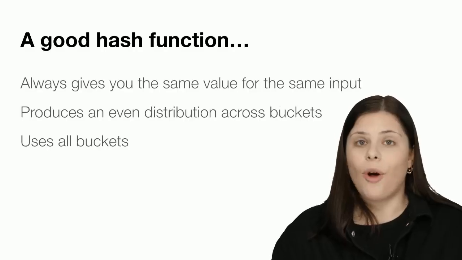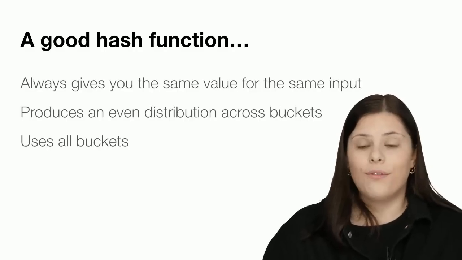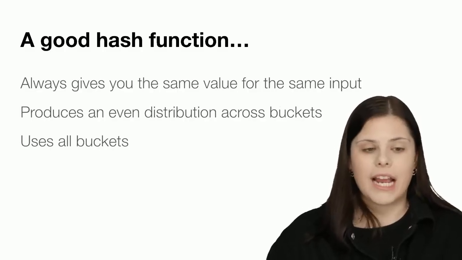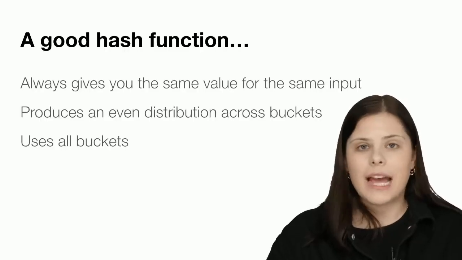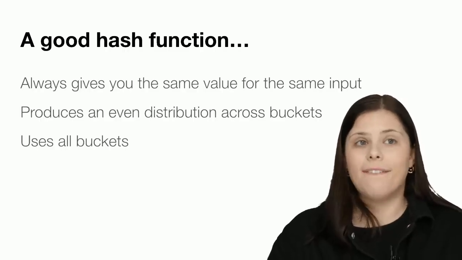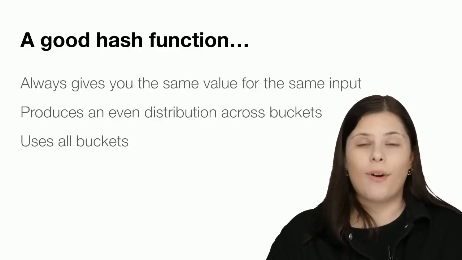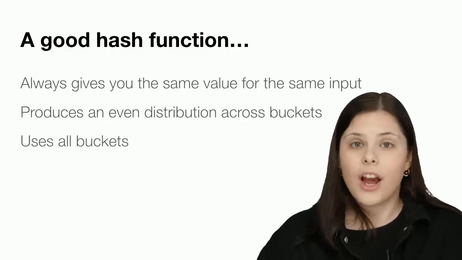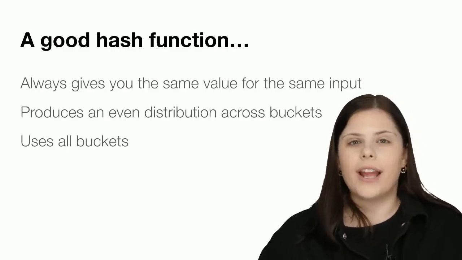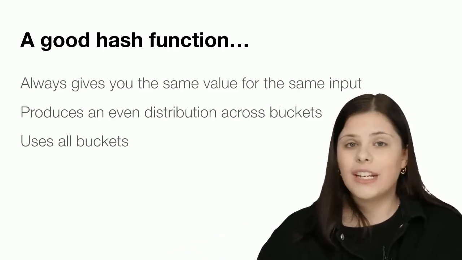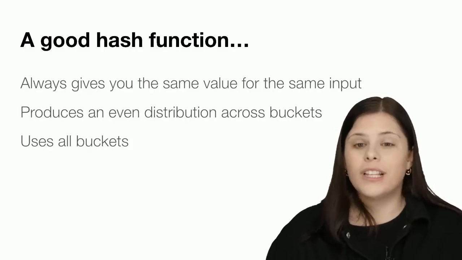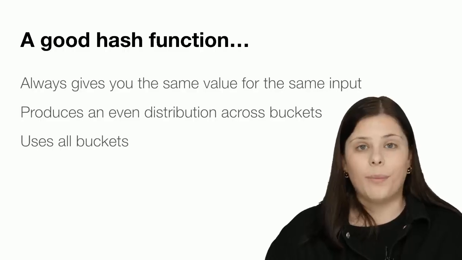A good hash function will always give you the same value for the same input, right? So no matter if it was lowercase apple or uppercase apple, it gave me 0. If I want to run my program again in 3 days, I still want to make sure that it's giving me 0. Even if you're using some randomization inside of your hash function, you want to make sure that it's uniform. You want an even distribution across all the buckets, right?